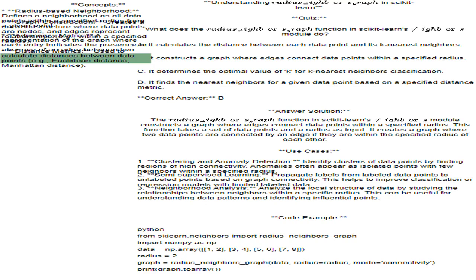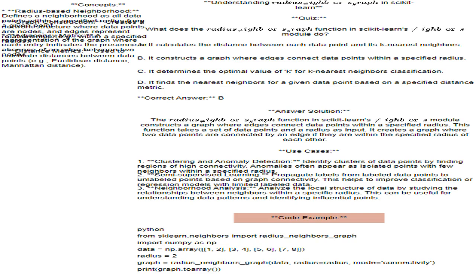This code snippet demonstrates how to use radius neighbors graph to construct the graph from a set of data points. The data array represents the data points. Radius defines the neighborhood radius. And mode connectivity specifies that the graph should represent connections within the radius. The resulting graph is an adjacency matrix, which can be printed to visualize the connections.